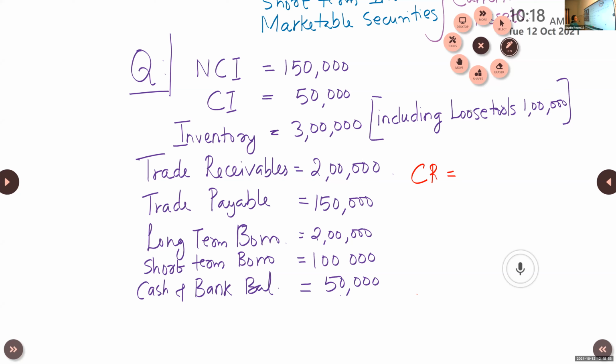Yes, current ratio is equal to current asset divided by current liability. So where is current asset? How much is current asset? Do we require this non-current investment here? Is that required? It is not needed right now.